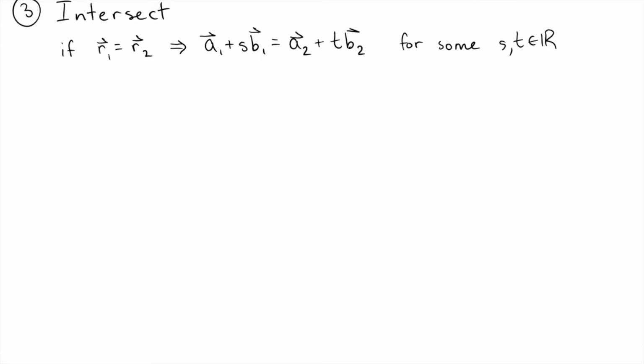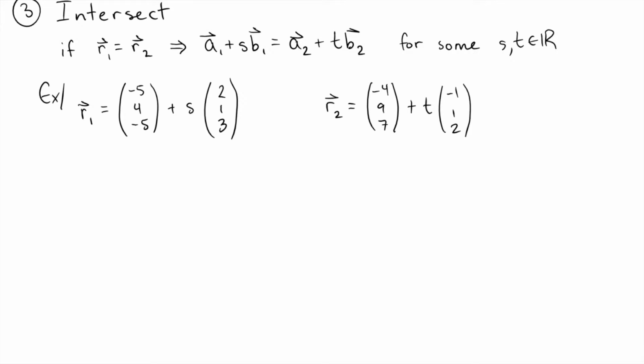Another way that these 2 lines could interact is that they might intersect one another, so they may cross at a single point. What this would mean is that the 2 vector equations are actually equal to each other at some point for some value of s and t within the real numbers. So if I set the equations equal, I should be able to solve for s and t values and get a concrete result that works for the equations.